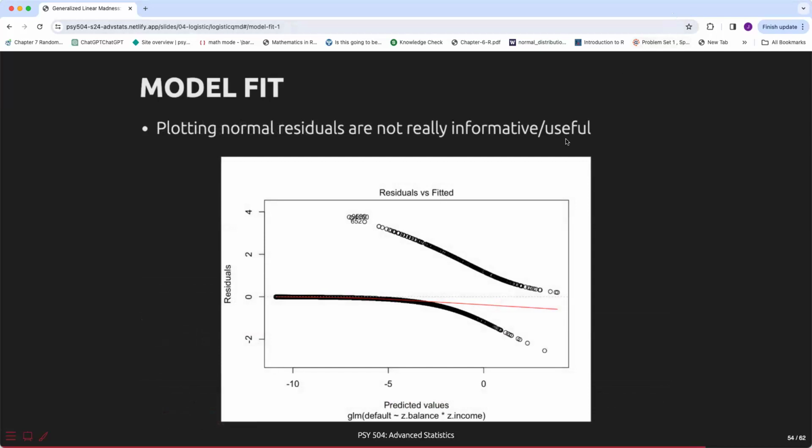We can also look at residuals to determine our model fit. So as Abby pointed out, we can't just look at normal residuals, right? Because we'll get something wonky like this. Our outcome is discrete, right? So we're going to get these discrete residuals.